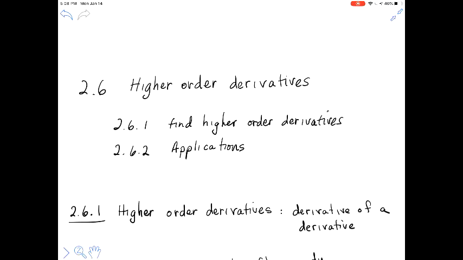So what is a higher order derivative? Well, essentially it's taking a derivative of a derivative. It's a rate of change of a rate of change.